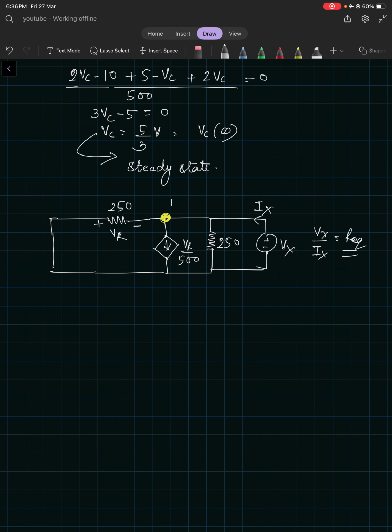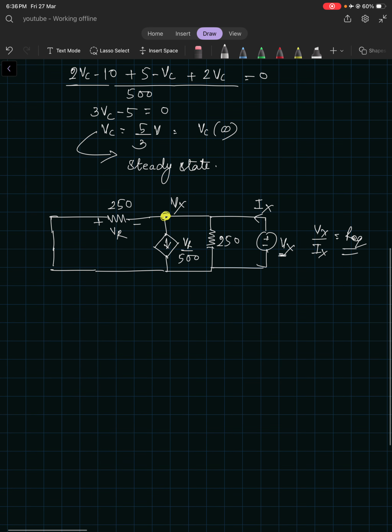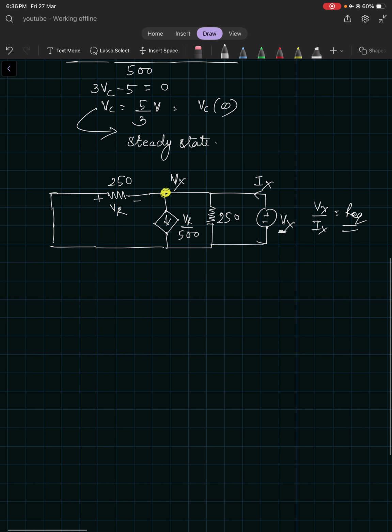So this node voltage will be Vx, because I have already taken this voltage as Vx. Now Vx upon 250 plus VR upon 500 plus Vx upon 250, and this will be equal to Ix, the incoming current, right? Here you can see this is one branch, this is the second branch, this is the third one, and this is the fourth one.